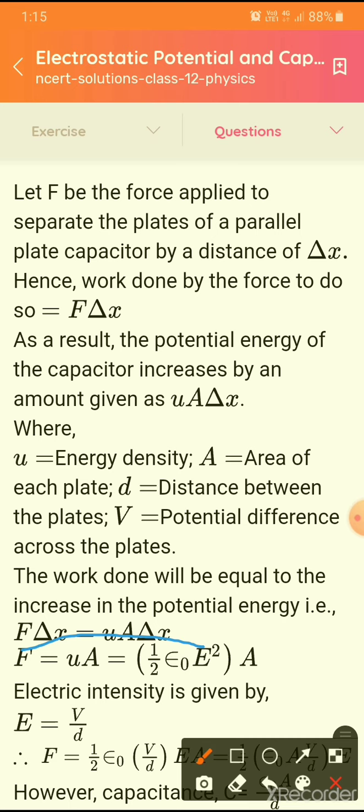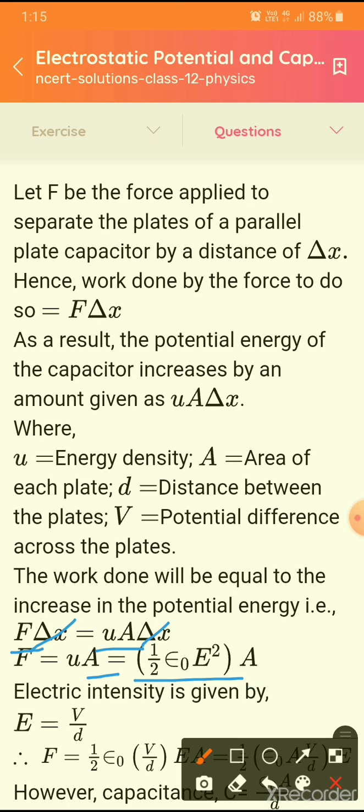F into delta X will be equal to U into A into delta X. So this delta X and this delta X will get cancelled, so that you will get the formula F is equal to U into A. Here the U value will be half into epsilon naught E squared. Again this A comes here.